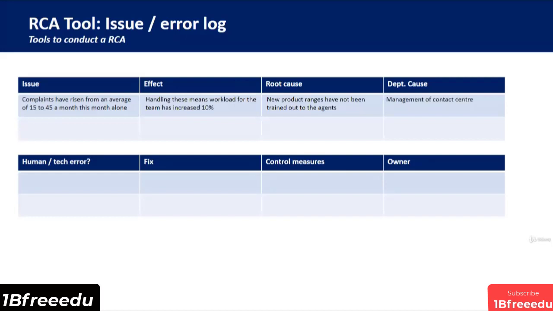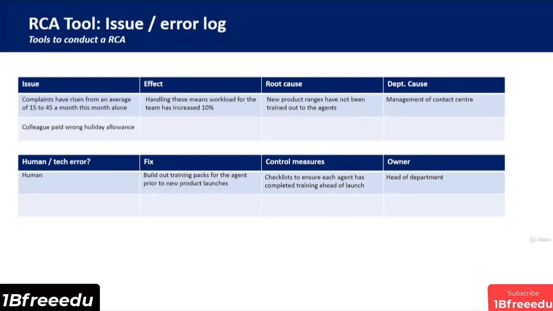So who caused this? Well, the management of the contact center, because they did not build out training materials. It was a human error, because obviously the management are human. And the identified fix is to build out training packs for the agent prior to new product launches. The control measures identified are checklists to ensure each agent has completed training ahead of the launch. Owner: head of the department. The head of the department will make sure that all of these things happen, and they can sign off to say, yep, the issue has been identified, the cause has been identified, the root cause has been identified, and the fix and control measures are now in place.